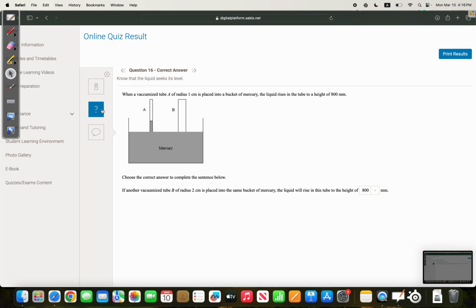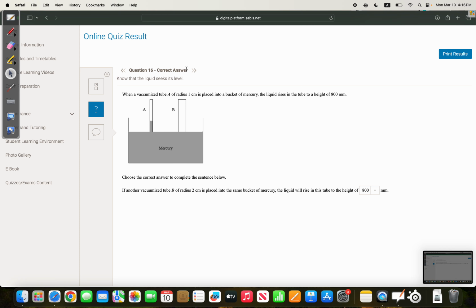Number 16. When a vacuumized tube A of radius 1 centimeter is placed into a bucket of mercury, the liquid rises in the tube to a height of 800 millimeters. If another vacuumized tube B of radius 2 centimeters is placed into the same bucket of mercury, the liquid will rise to the same height. The height will not change.